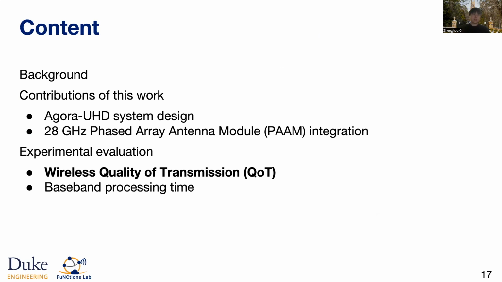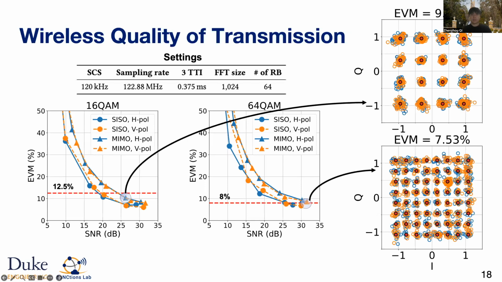Next, we're going to dive into the wireless quality of transmissions for the experimental evaluations. We first present the SNR versus the EVM curves here. For experimental settings, we choose the WiNTECH'23 numerology, which has a subcarrier spacing of 120 kilohertz, a sampling rate of 122.88 megahertz, an FFT size of 1024, and the number of resource blocks is 64.